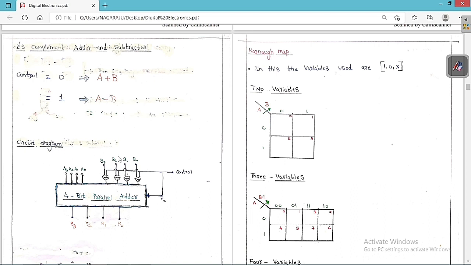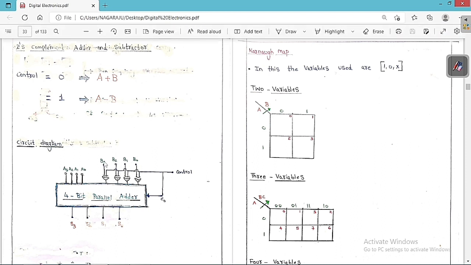This is a circuit diagram which is going to perform both the addition operation and the subtraction operation on binary signals. Let me assume each has 4 bits. So there are two inputs, each having 4 bits, which is a 4-bit parallel adder. You can see clearly this is A0, A1, A2, A3, B0, B1, B2, B3.